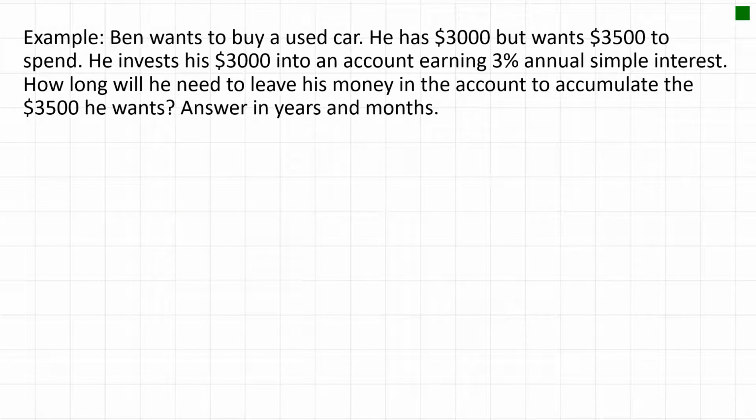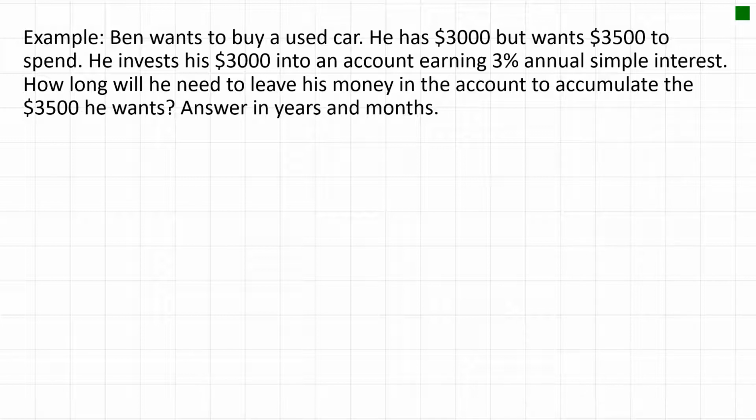So in this example, Ben wants to buy a used car. He has $3,000 but wants $3,500 to spend. So he invests his $3,000 into an account earning 3% annual simple interest. How long will he need to leave his money in the account to accumulate the $3,500 he wants? And we're asked to answer in years and months. So a whole bunch of numbers being thrown at us.